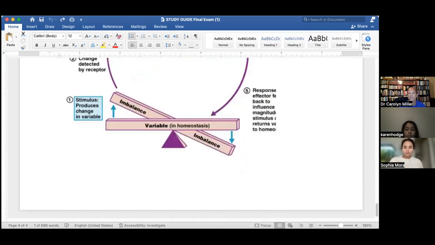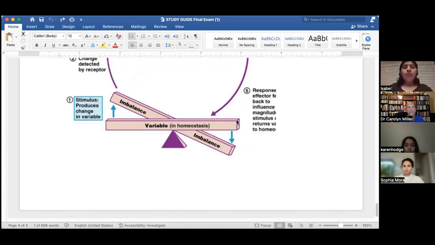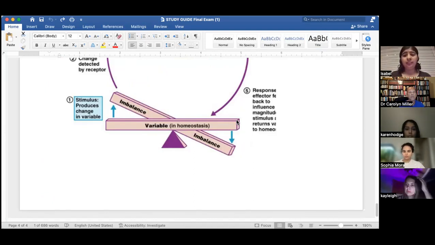That is it. Any questions for me? Isabel. So those 3 diagrams, are they the only diagrams on the final, or are there going to be others? They're the only ones. Okay.